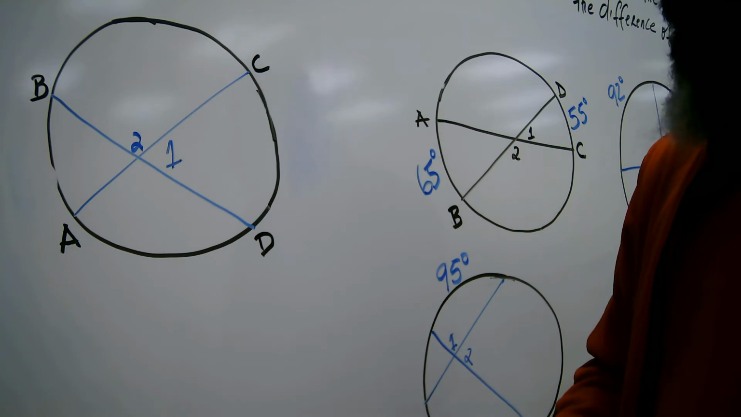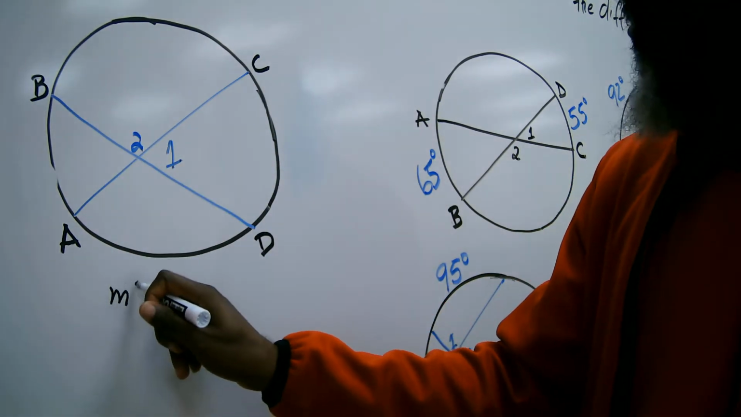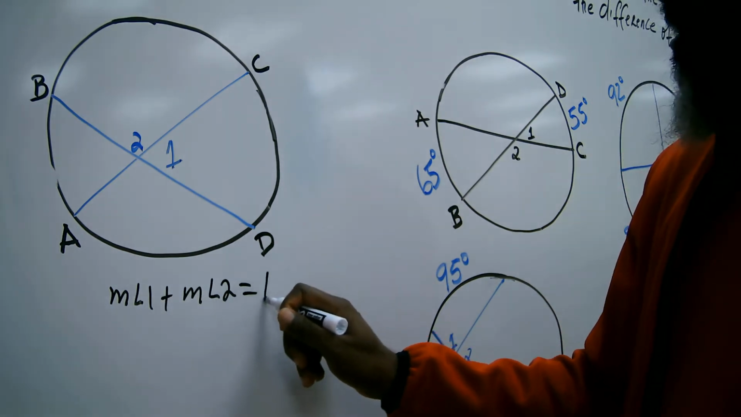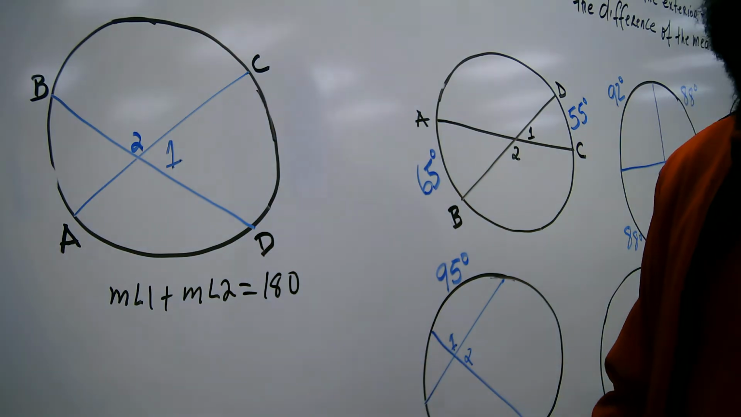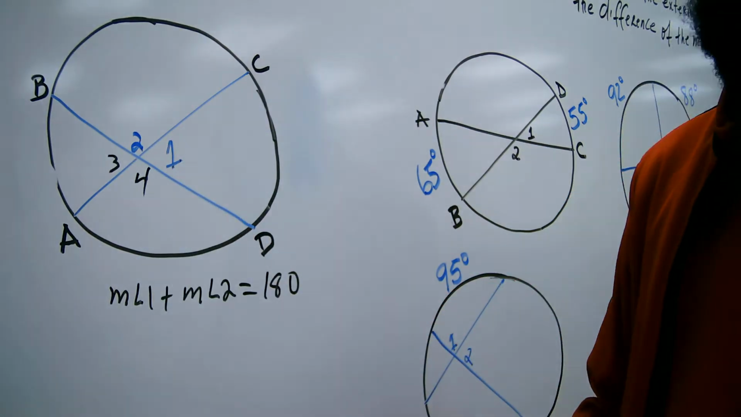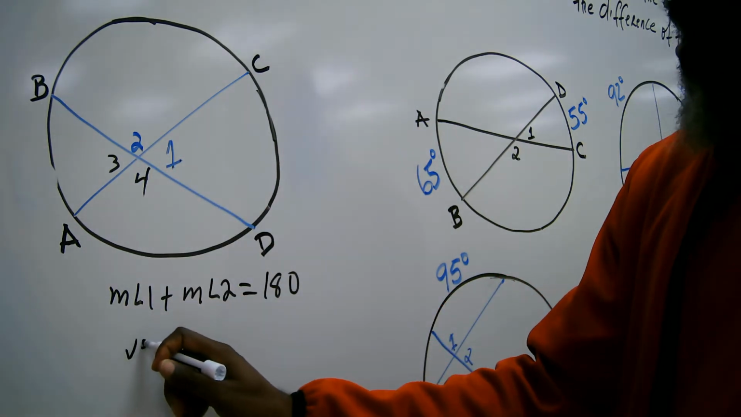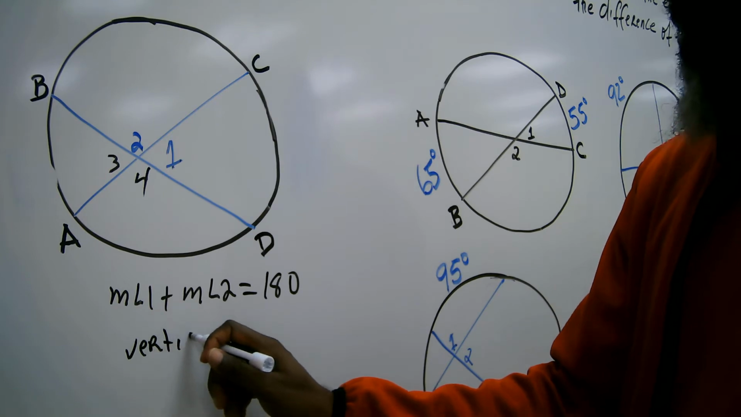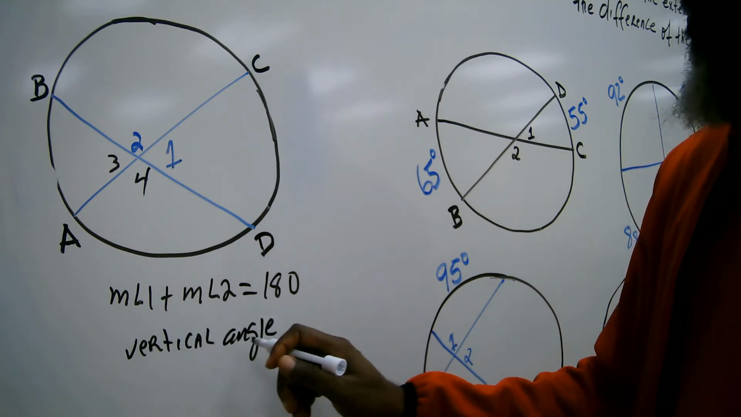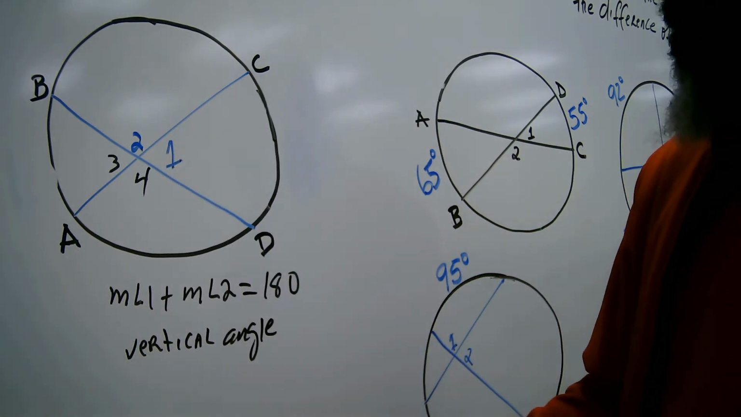If I'm looking for angle 1, from prior knowledge you have to know that the measure of angle 1 plus the measure of angle 2 is equal to 180. Those are a linear pair. And if I insert angle 3 and angle 4, you will know that angle 1 and angle 3 are vertical, and vertical angles are congruent. If I know any one of those angles, I should be able to know the others. So that's the reason we mentioned that.